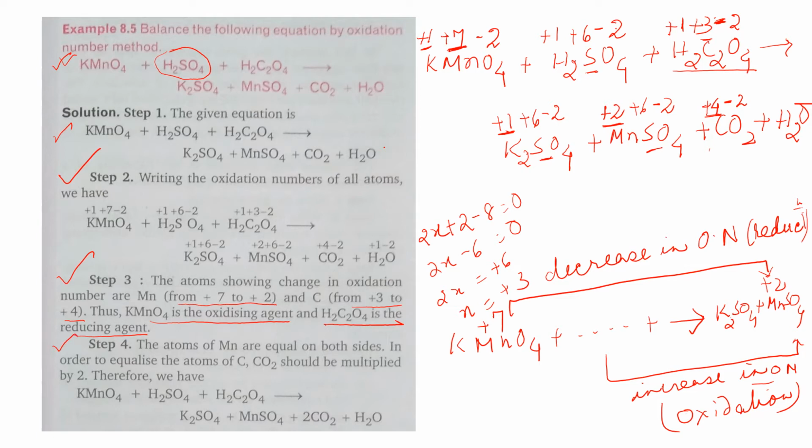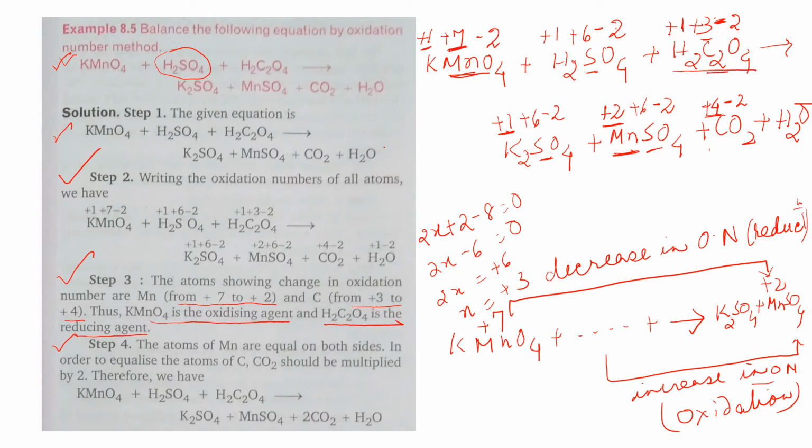Step number 4. The atoms of Mn are equal on both sides. In order to equalize the atoms, you have to look at step 4. What is step 4 saying? Step 4 is saying balance the total number of atoms undergoing oxidation and reduction. See, for manganese, Mn, the left hand side and the right hand side are both equal, 1 and 1. So there is no problem.